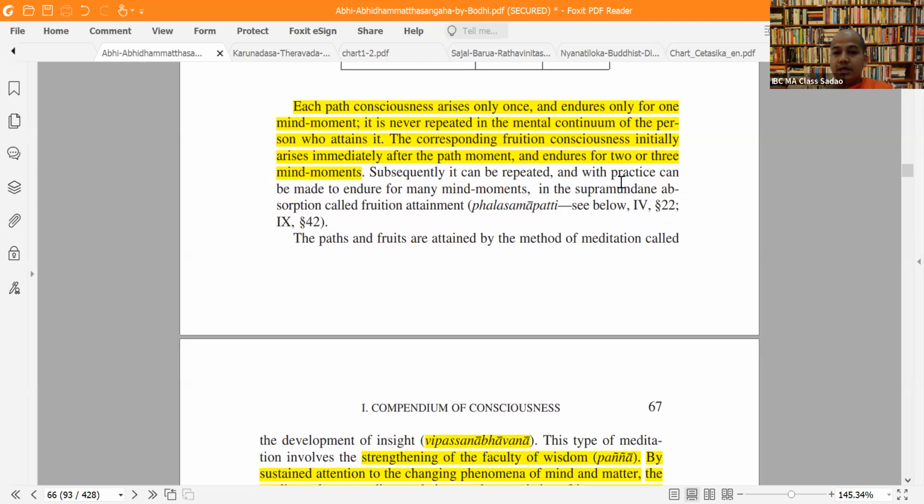Subsequently, it can be repeated and with practice can be made to endure for many mind moments in the supramundane absorption called fruition attainment, phala samapatti. So the next part here says that with repeated practice, the endurance of this type of chittas can be longer, right? Last longer. With repeated practice. So what it means is that you are not always in the same state of mind, because it doesn't sustain. It requires repeated practice.